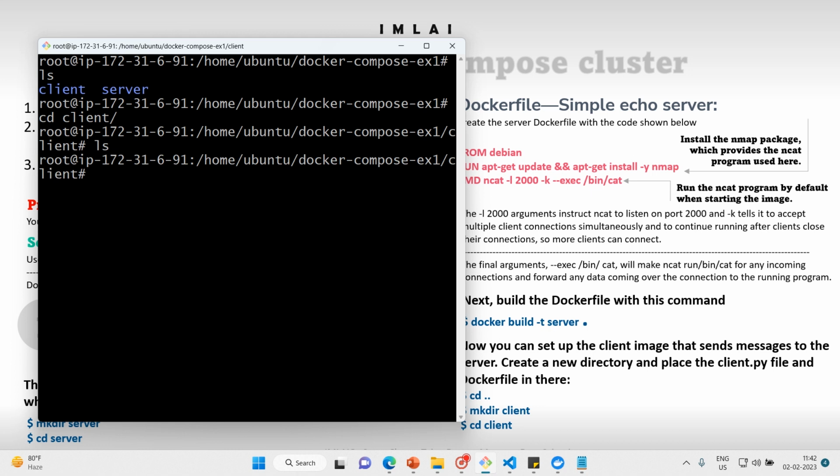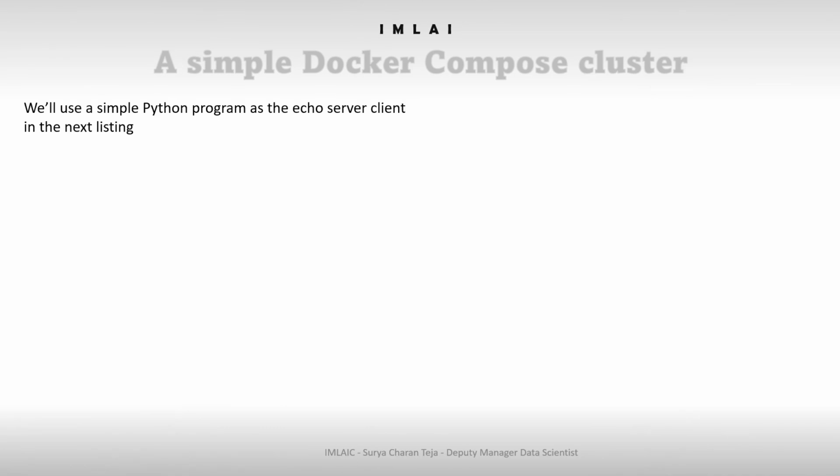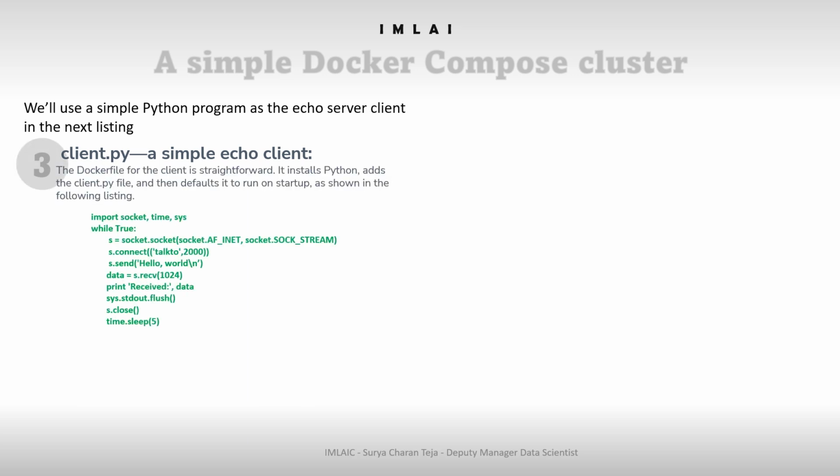Now let me begin with our app first. We will write our app. So the third step is client.py, a simple echo client. We will use a simple Python program as an echo server client. In the next listing, the Docker file for this client is straightforward. It installs Python, adds the client.py file, and then defaults it to run on startup, whatever we write in the code. So this is our code.